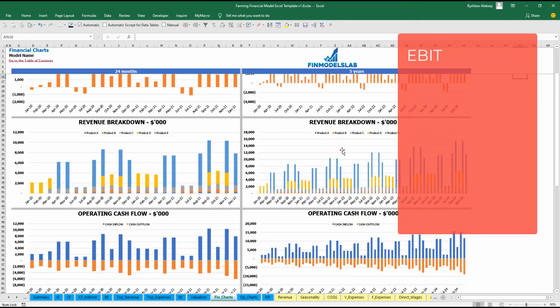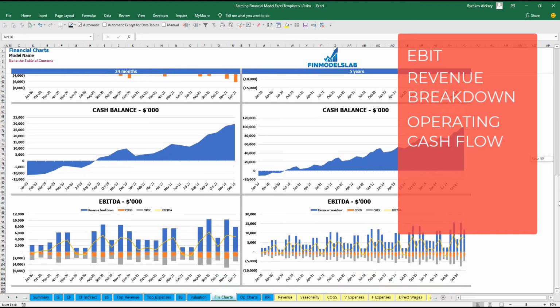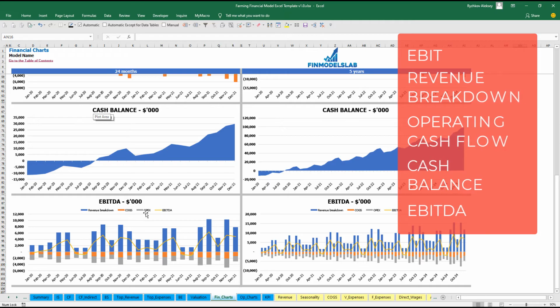The next set of charts will show you the revenue breakdown by products. The next, operating cash flow broken down by cash inflow and cash outflow. The next set of charts will show you the cash balance by months for the 2 years and for the 5 years. And on the last set of charts you will see the EBITDA as a yellow line and the breakdown of this EBITDA, which includes the revenue, COGS and OPEX.